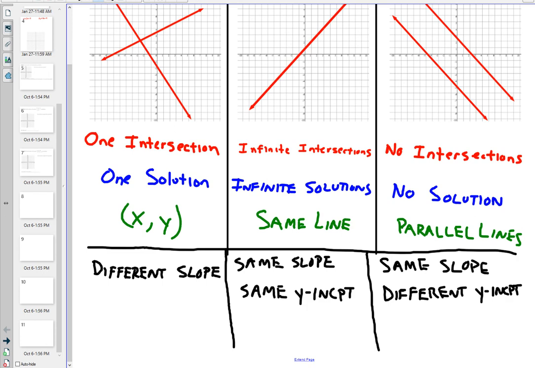two lines are going to be the same. They're going to have the same everything. So same slope and same y-intercept if we have infinite solutions. If we have no solution, same slope, different y-intercept.